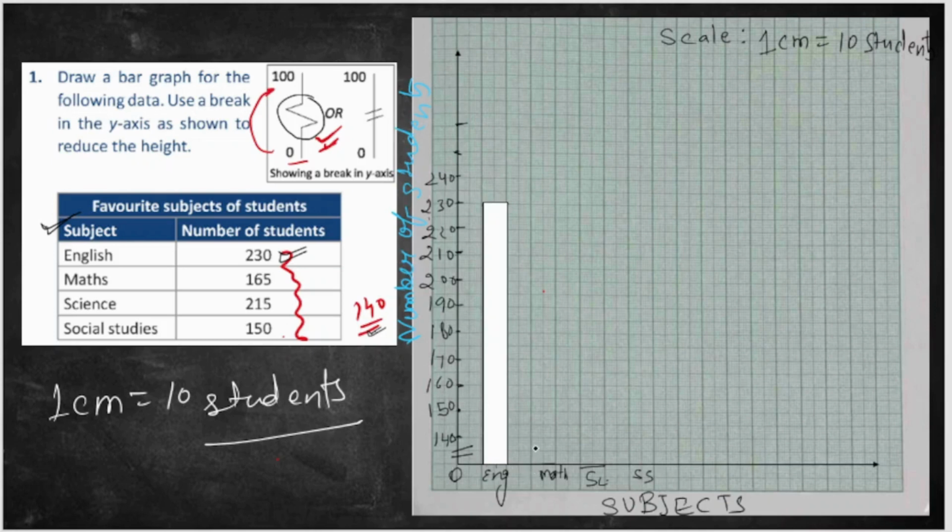Next, maths. For maths we have 165. Now where will this 165 lie? Here you can see 140, 150, 160 and 170. It means 165 will lie in between 160 and 170. If I mark the point here, yes, this is where 165 will lie. So again I need to draw a rectangle over here.